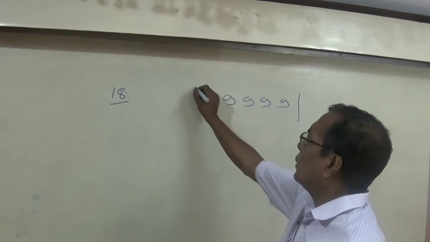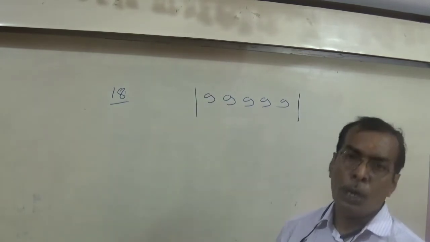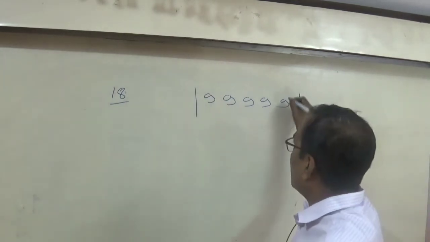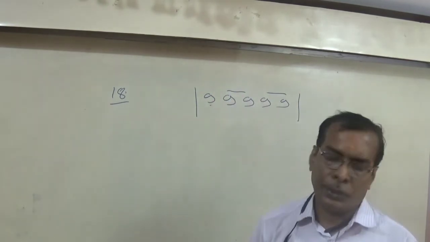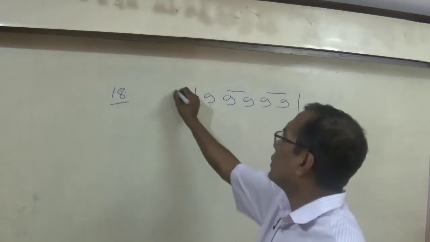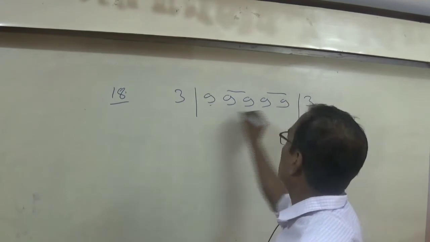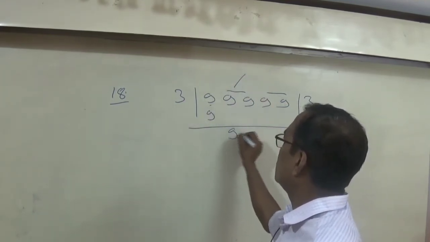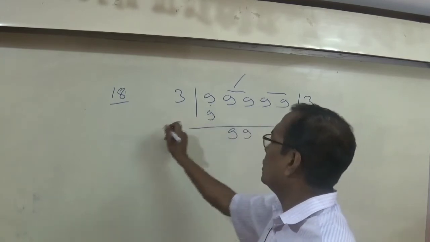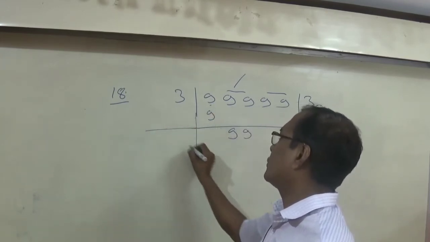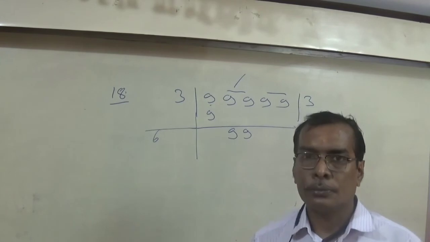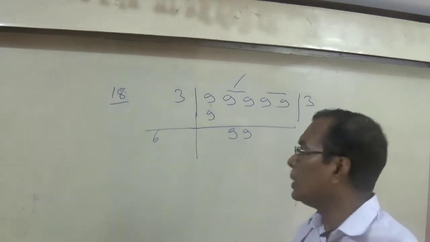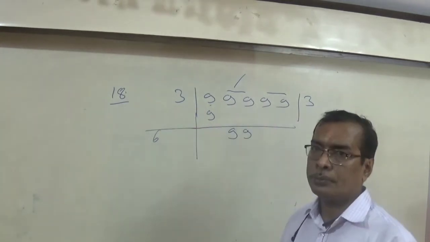Now find the square root of this number. As I have told you, start the pairing from right to left. This is unpaired, no matter. 3 3s are 9. 99 has come here. Now 3 plus 3, 6. Okay? 3 plus 3 is 6.